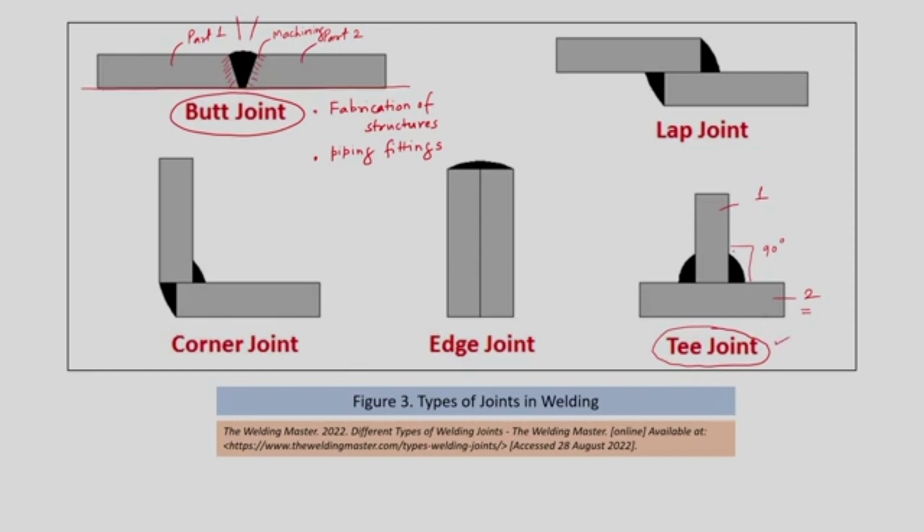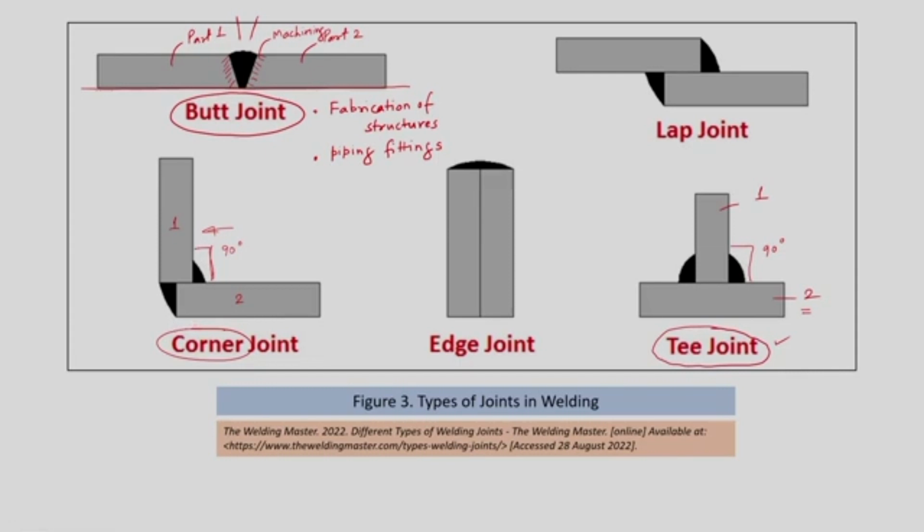If we take part 1 at the edge or at the end of part 2, if you just offset part 1 and take it at the end of part 2, then we get the corner joint. Again, the angle between part 1 and part 2 is 90 degrees only. This angle is 90 degrees. However, the position of part 1 with respect to part 2 is different in the T joint and the corner joint. Of course, the applications are different.